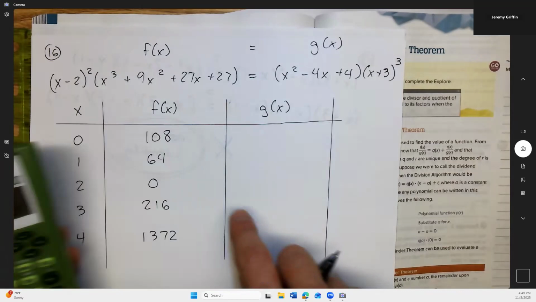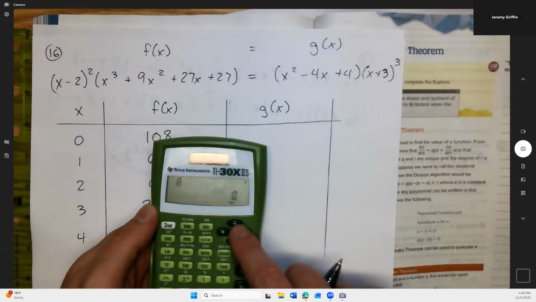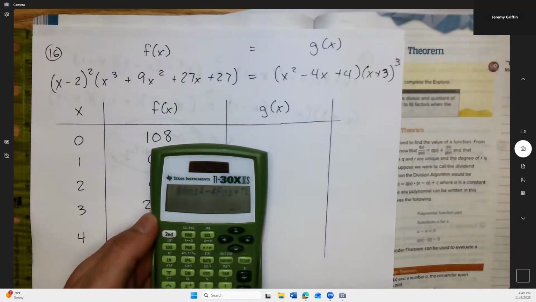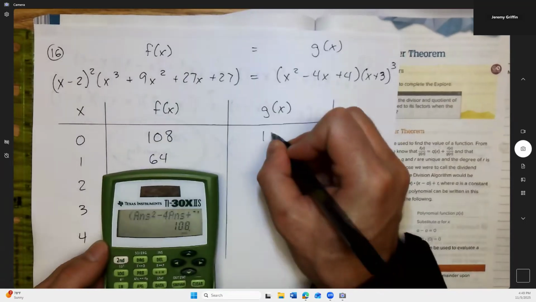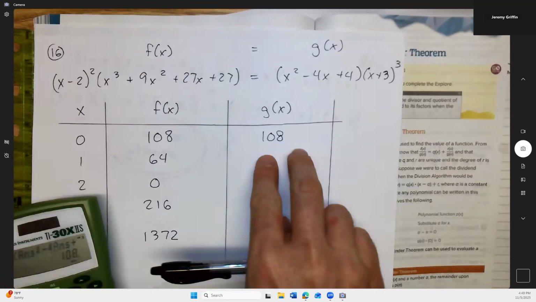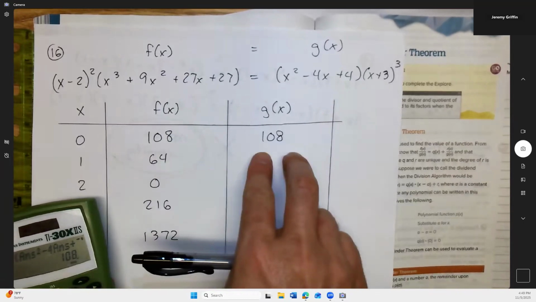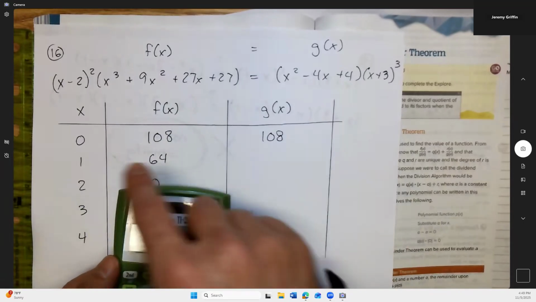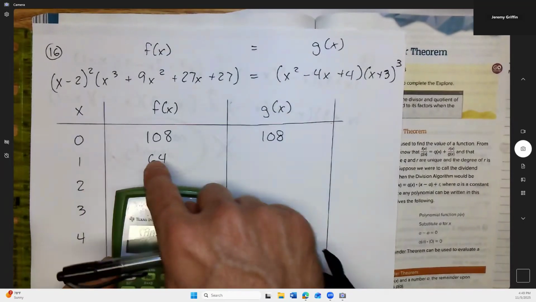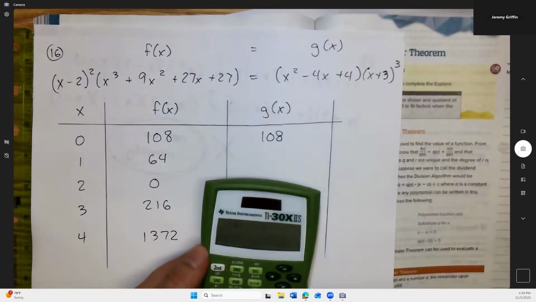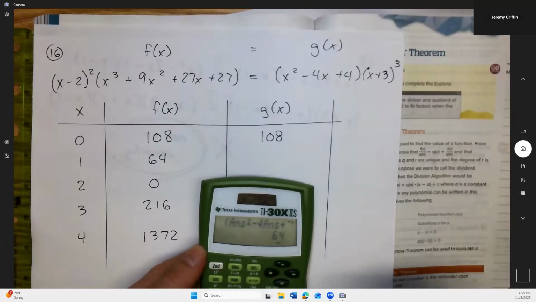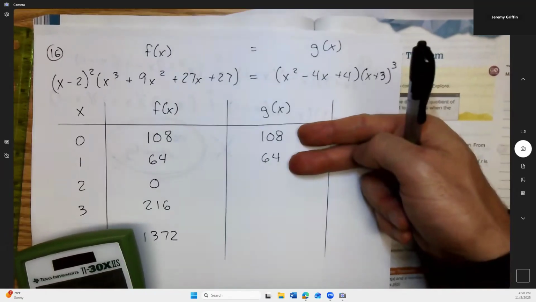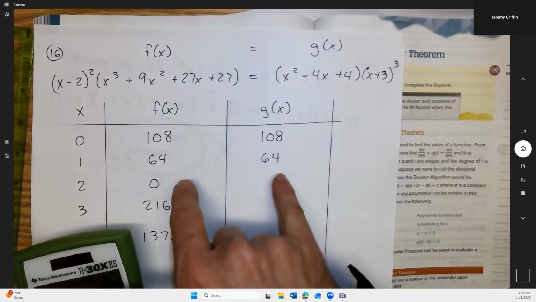Okay. So then what if I plug in 0? Scroll up a couple times, plug that in. It's 108. Huh. f of x gave me 108. This new expression also gives me 108 when I plug in 0. That's interesting. What if I plug in 1? Am I going to get also 64? Let's find out. 1. Scroll up, plug in. 64. Huh. Now there's 2 points where these two functions definitely match.